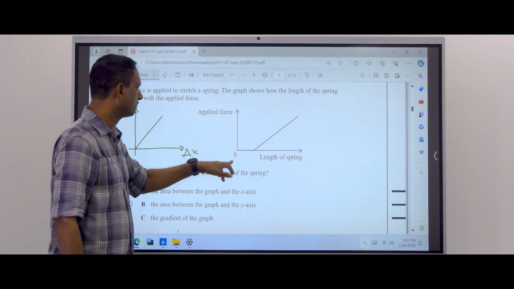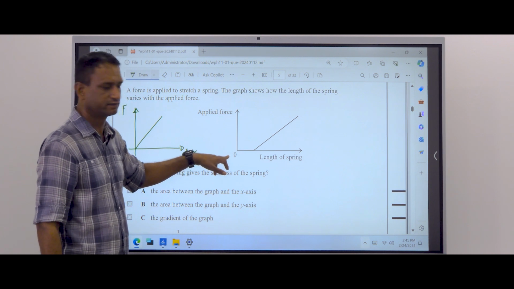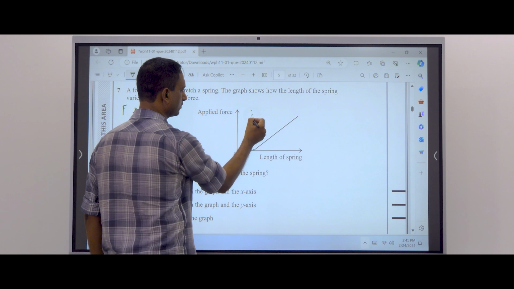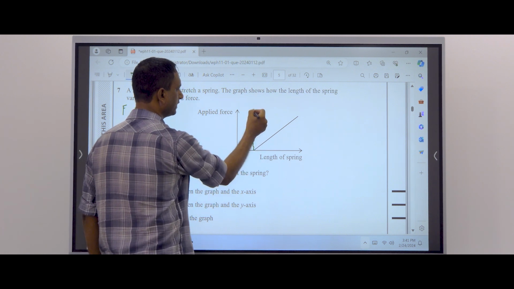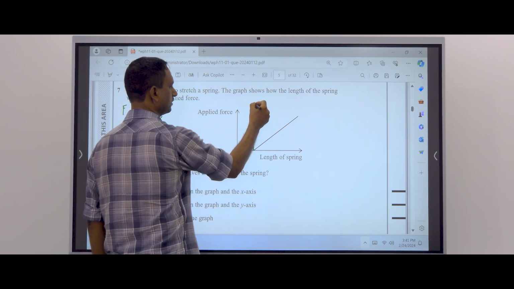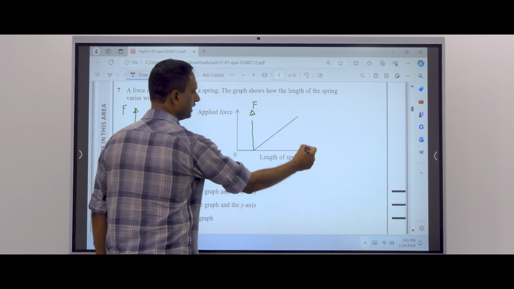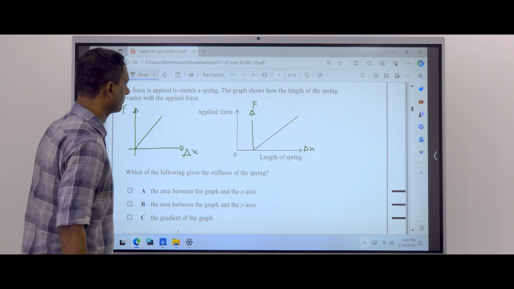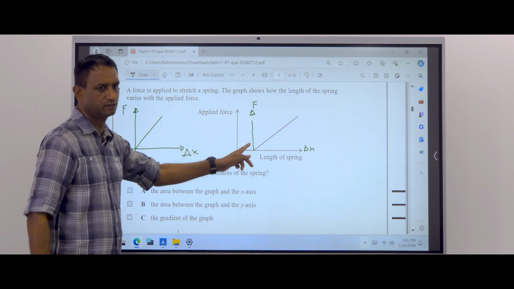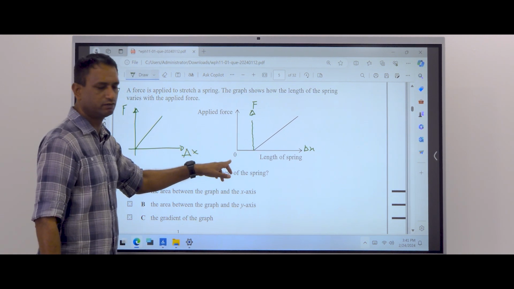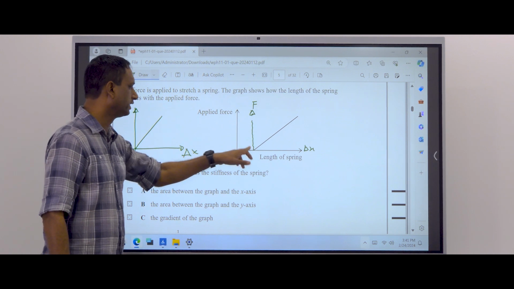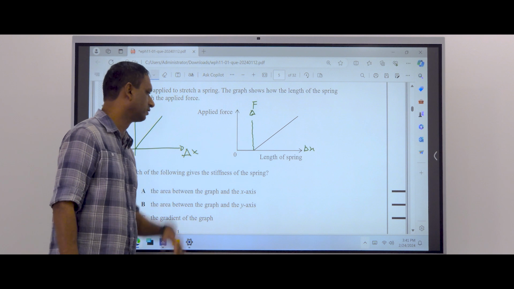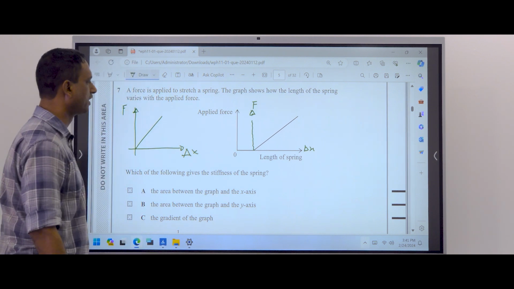When the applied force is 0, there is a length. This is the original length. That means if I draw axes like this, you get a force versus delta x graph. But when the applied force is 0, the spring still has a length, and this length is the original length. Then I removed that part.